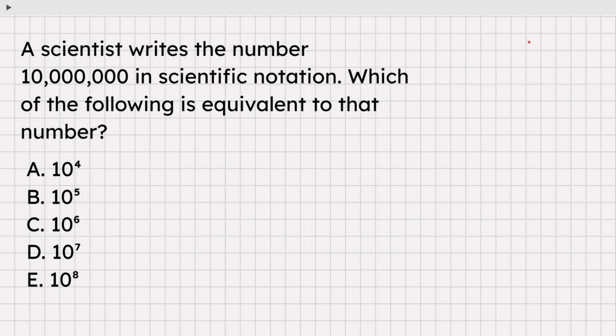For the next question, a scientist writes the number 10 million in scientific notation. Which of the following is equivalent to that number? Very similar thing. You're just counting the amount of zeros to figure out the expressed number here. 1, 2, 3, 4, 5, 6, 7. And we're left with 10 to the 7th as our answer. Now, I didn't read the multiple choice options, but I'm sure you can read. We're left with D as our answer.